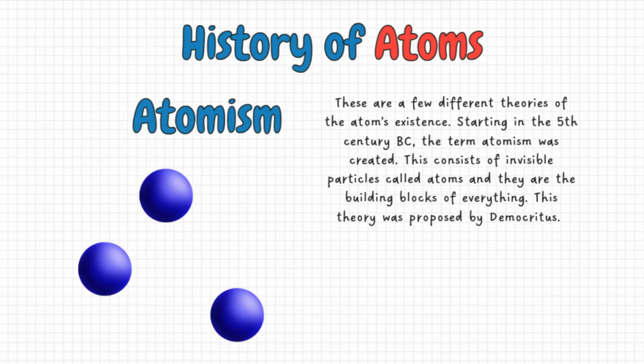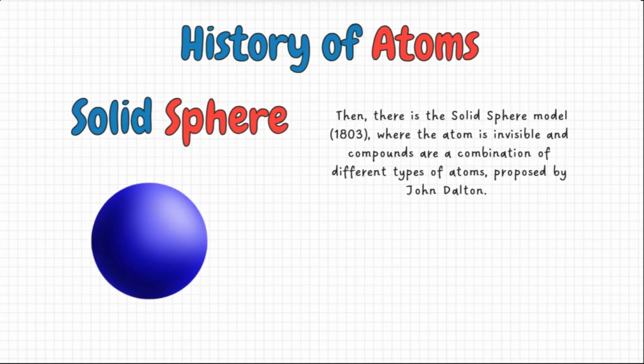Matter consists of invisible particles called atoms, and they are the building blocks of everything. This theory was proposed by Democritus. Then there is the solid sphere model of 1803, where the atom is invisible and the compounds are a combination of different types of atoms, proposed by John Dalton.